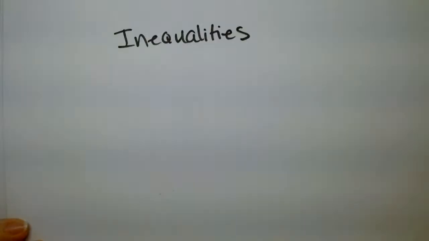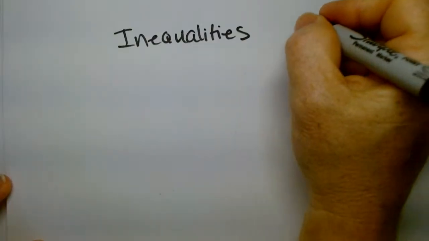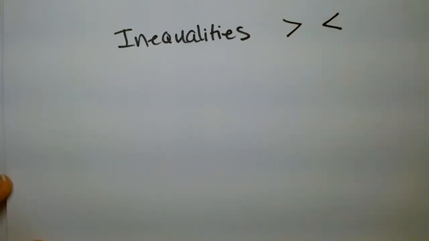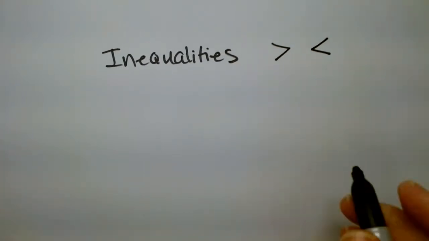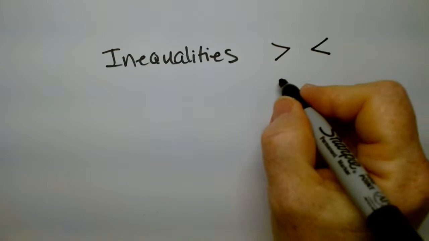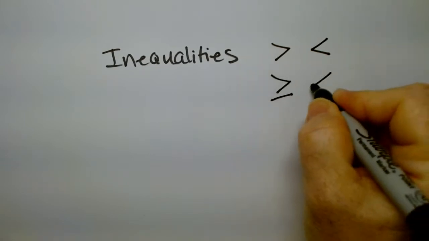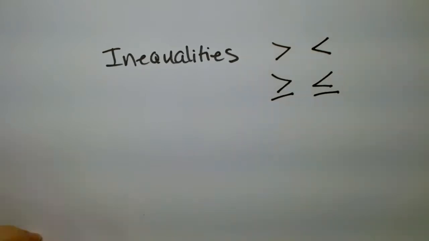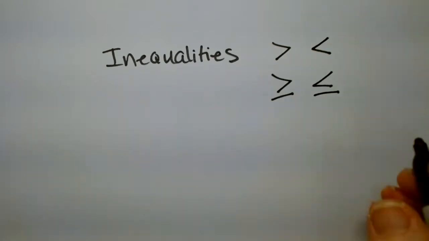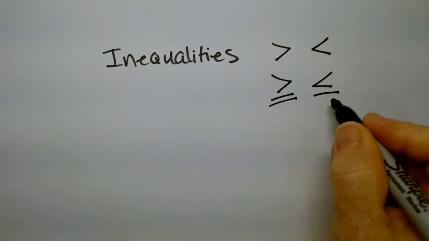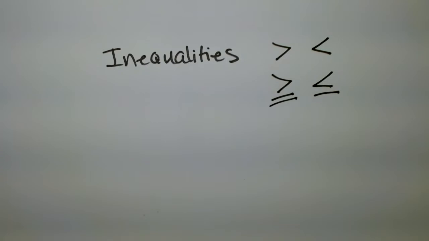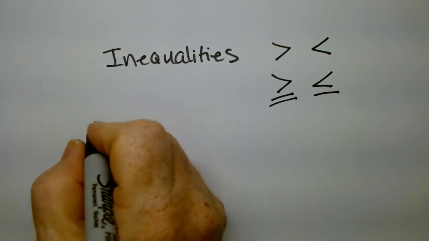And an inequality simply means that we are using these symbols. So it can be a greater than, a less than, or greater than or equal to, or less than or equal to. That little line is less than or equal. Sometimes you'll see it with 2 lines under it, sometimes just with 1, but they mean the same thing. All right, so let's do a quick review.